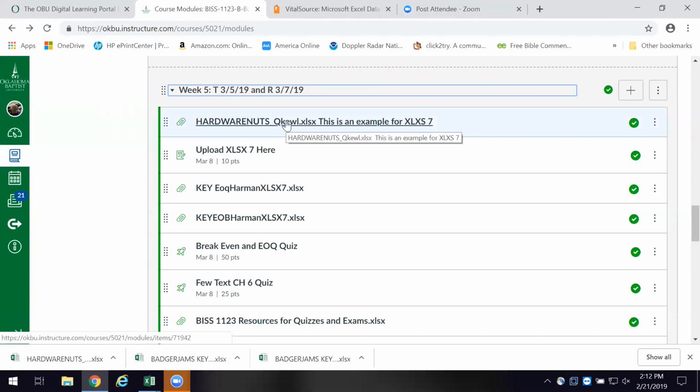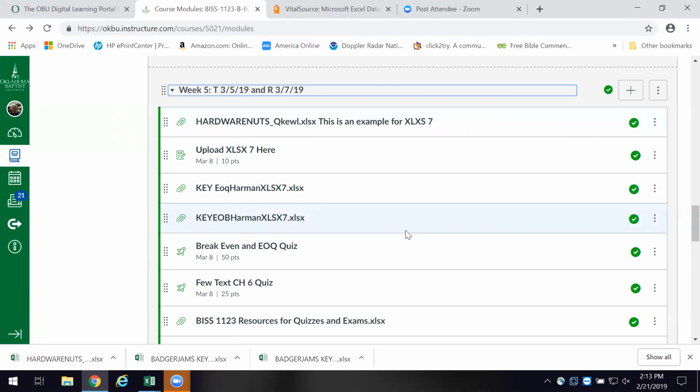Do you see it? And this is an example for XLS7, which means after we've gone through this today, if you wish, you may upload it for XLS7. Now, that being said, if you come down, you're going to see a key EOQ Harman XLS7 and then a key EOB Harman. You'll want to look at that. And you could also, if you care to, look at and upload either one of them.